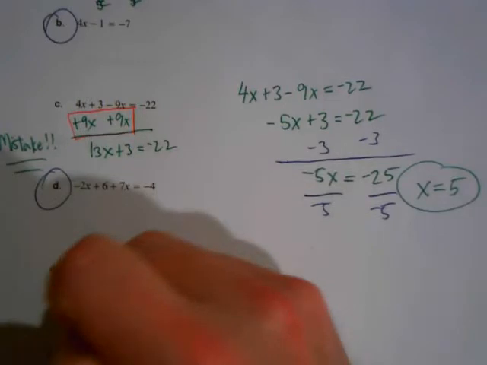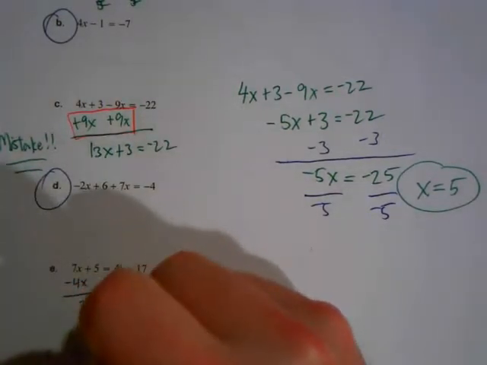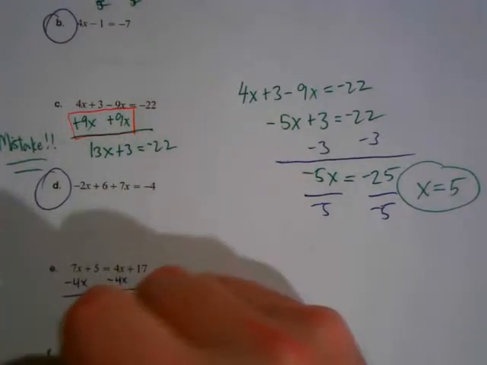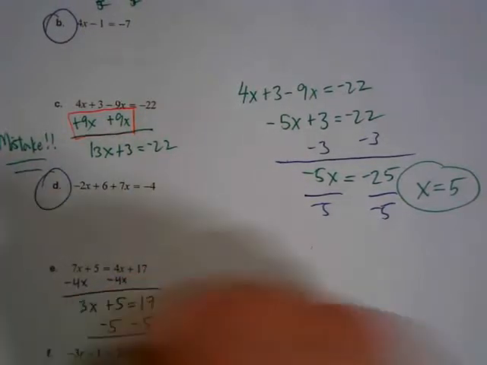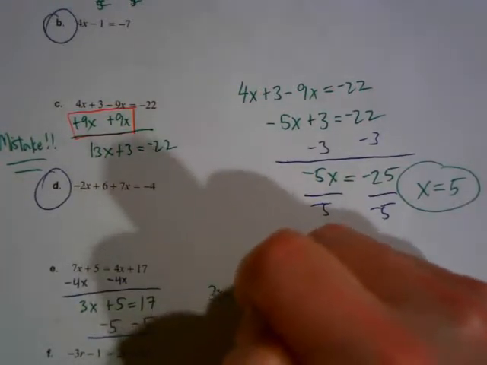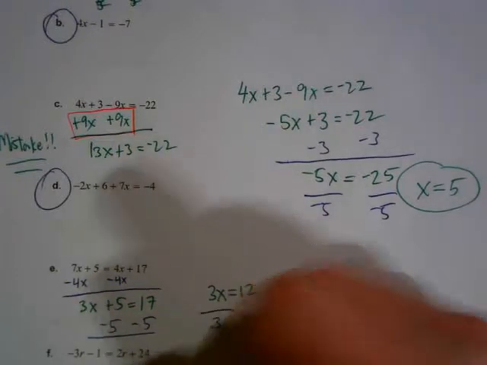Alright, so that's going to give us 3x plus 5 is 17. We next subtract the 5 on both sides. 3x is 12. And finally, now this is connected by a multiply. Since it's connected by a multiply, we do a divide. X is 4.